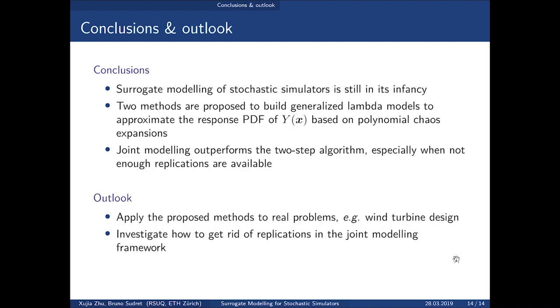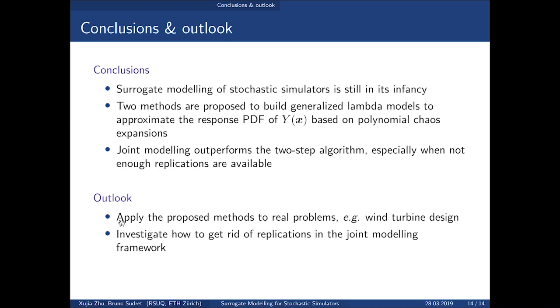To conclude, the development of surrogate models for stochastic simulators is still in its infancy. We propose using generalized lambda distributions to approximate the response distributions. Two algorithms are developed to build the generalized lambda model based on polynomial chaos expansions. The first one is the two-step algorithm, and the second one, the joint modeling framework, which solves one additional optimization problem. We have tested both methods through various analytical examples, and the joint modeling framework always outperforms the two-step algorithm.